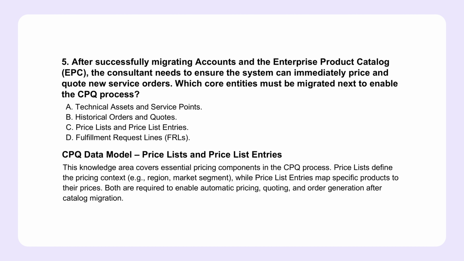Now for a critical migration scenario, let's imagine we've successfully moved over the core stuff. Customer accounts are migrated, the enterprise product catalog is fully migrated, everything's there. Big steps done. But we need to switch on the sales process immediately. The configure, price, quote, CPQ functionality needs to work now. What core data entities must be migrated right after products and accounts to make CPQ actually functional?